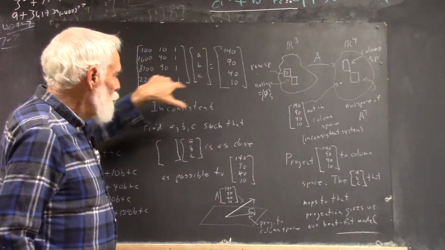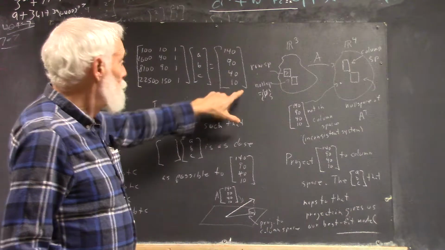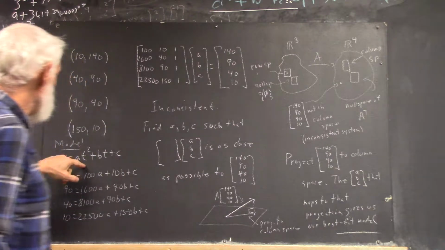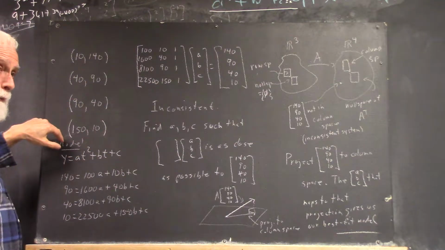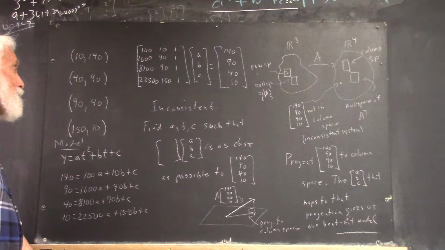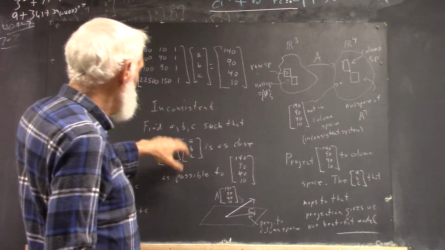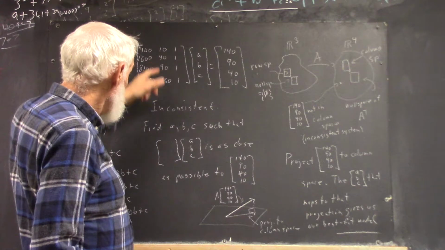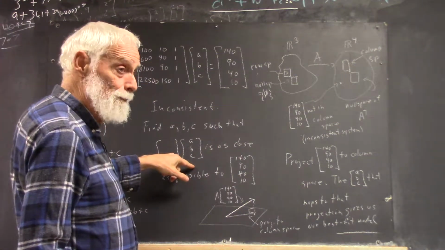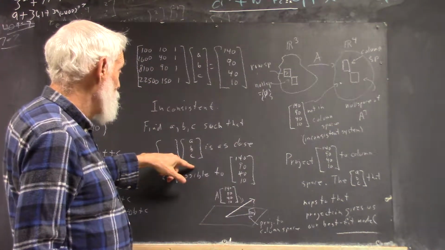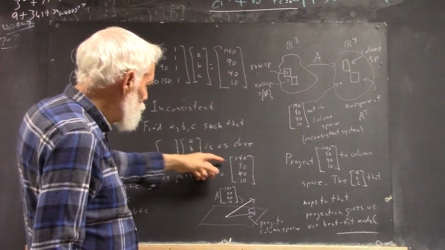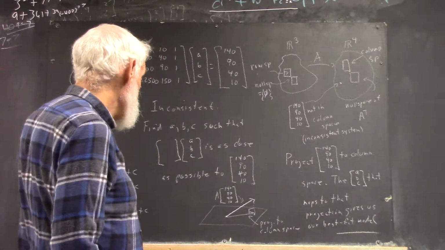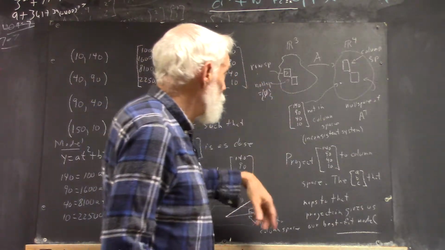Okay. So anyhow, we got this. And what we want to get is an A, B, and C that gives us a model that fits this data as closely as possible. Well, this is an inconsistent system. We want to find A, B, and C such that we multiply this matrix by the A, B, C, what we get is as close as possible to this vector.